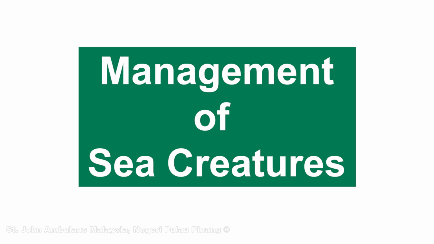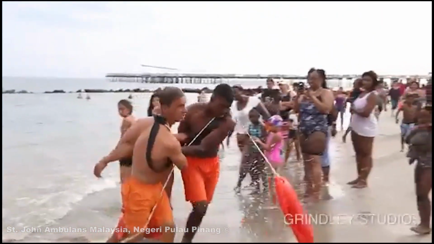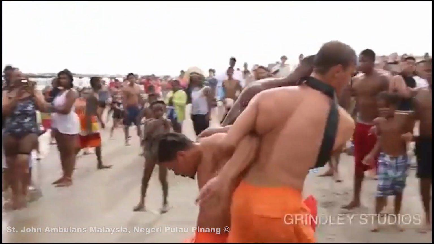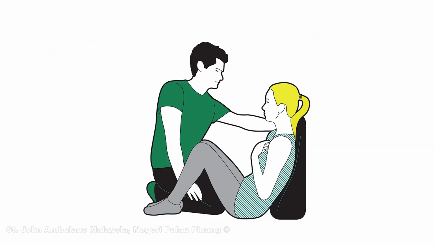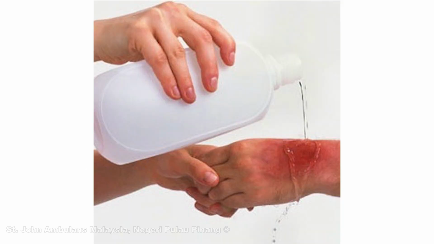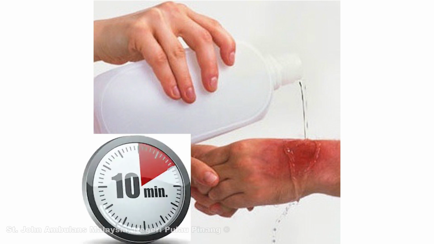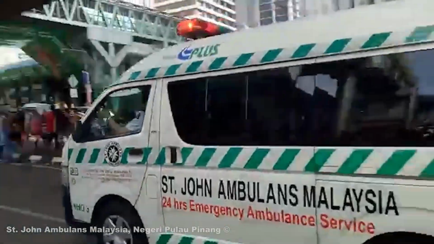Management for someone who is stung by a sea creature. First, move the casualty to somewhere safe and provide proper treatment. Your aim is to relieve pain and discomfort. You may encourage the casualty to sit or lie down. Then, flood the affected area in warm water at about 40 degrees Celsius for 10 minutes. This will help to relieve pain and swelling. Send the casualty to seek medical help.